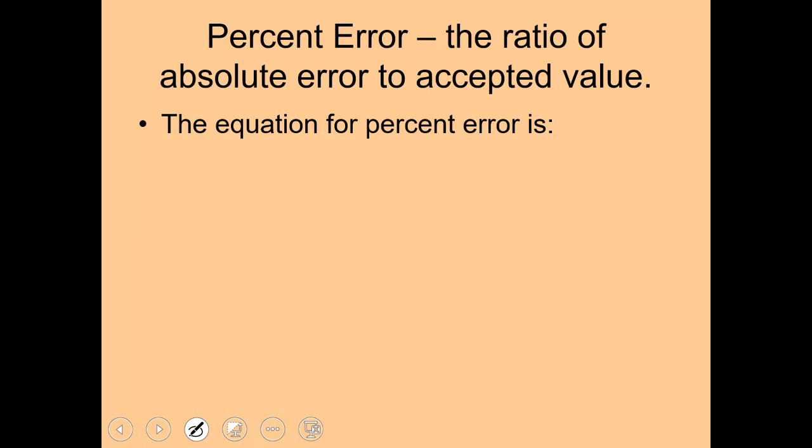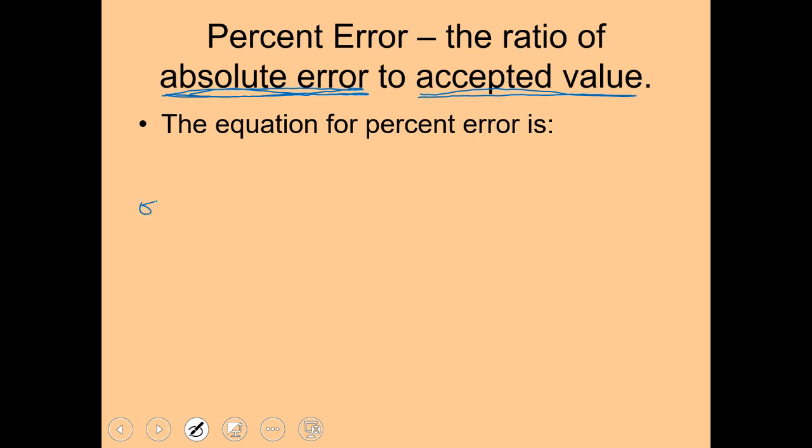Where you somehow compare the absolute error, like that 1 centimeter. How much did you miss by, to the accepted value? What's the accepted value for the length of the house in centimeters? What's the accepted value for the length of your pinky in centimeters?